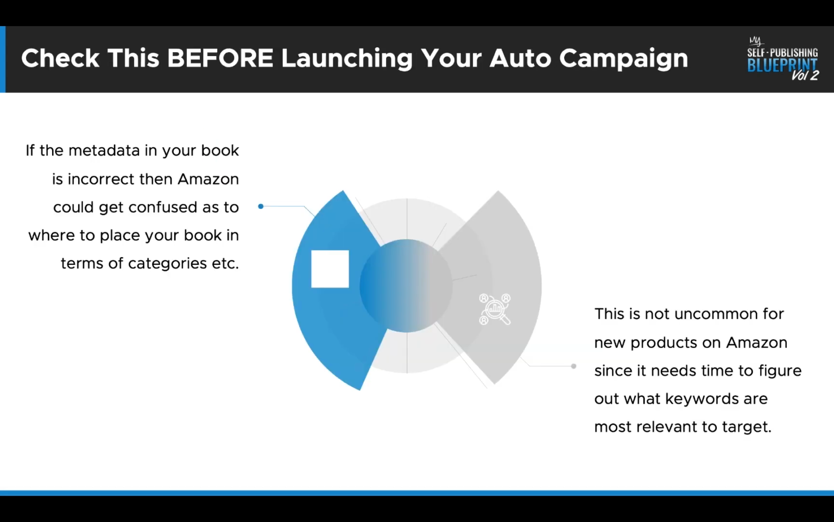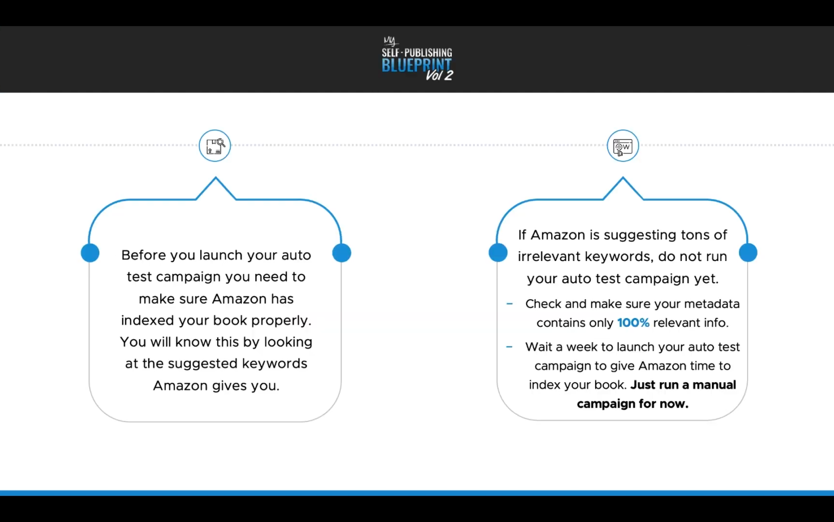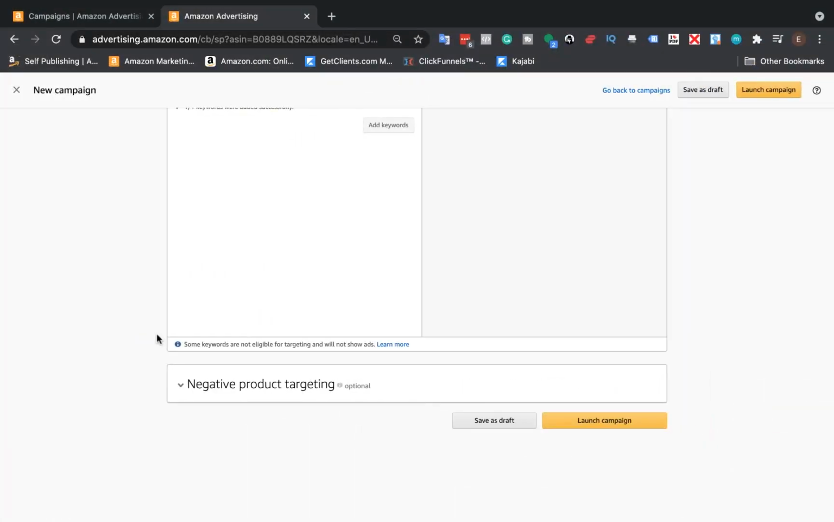Okay? Now, we need to check this before we launch this campaign, because if the metadata in your book is incorrect, Amazon could get confused as to where to place your book in terms of categories, etc. Now, this is not uncommon for newly launched products, since Amazon's algorithm needs time to figure out what keywords are most relevant to target. So if you've launched your book, I'm going to show you how to test this. Here, let me just show you this right now.